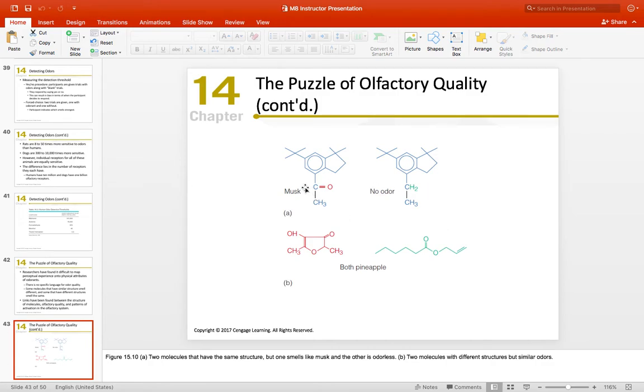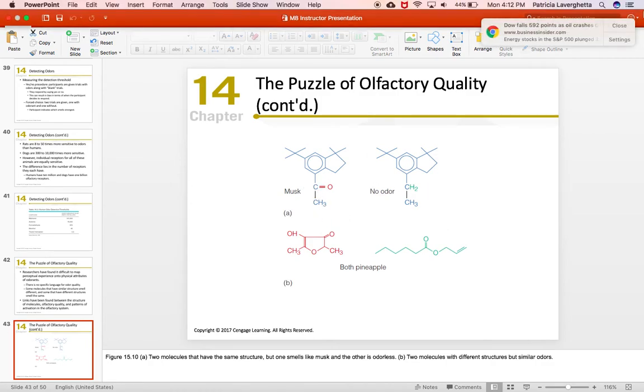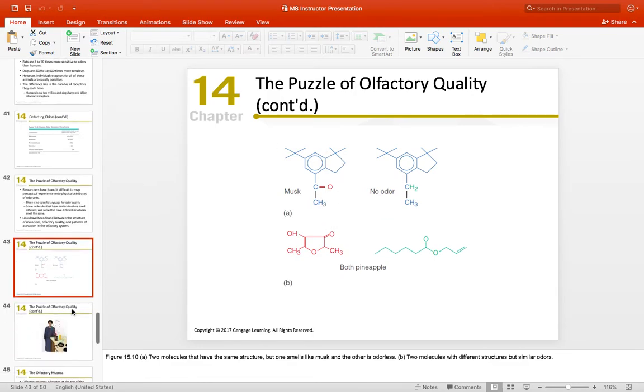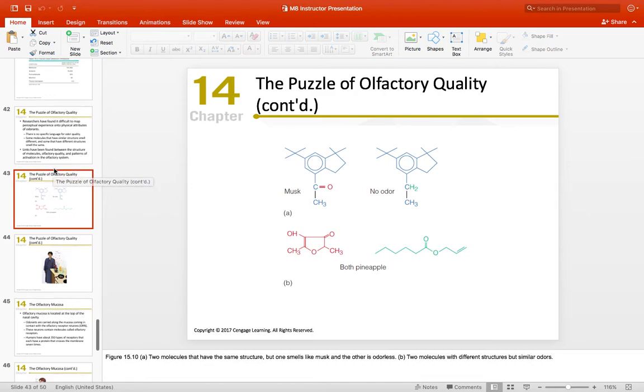So you can see here musk, which is very strong, versus no odor. It's pretty close. I mean, there are some subtle differences here, but obviously those are quite strong. And then here we see these two organic structures. They're quite different, but to a human observer, they both smell like pineapple. So at first we thought, hey, maybe it's just the chemical structure. Well, it's not that simple. So that's one of the puzzles there.